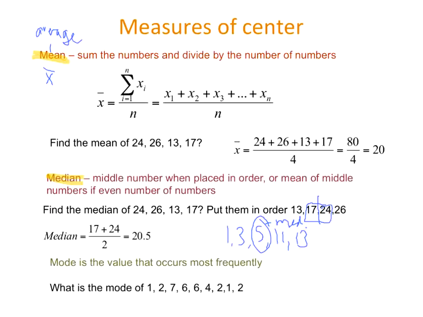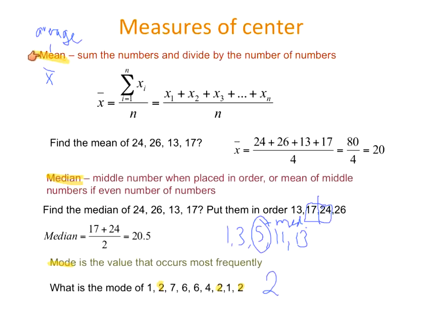Mode means most. See how it kind of sounds even like the word mode? Mode means most. It's a value that occurs the most. So if I'm looking at this set down here, the number that occurs the most would be 2.